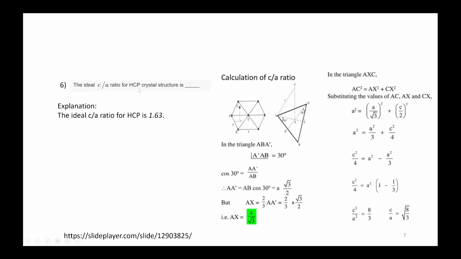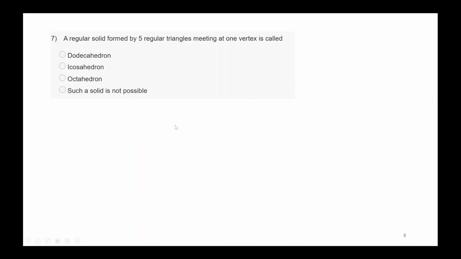The ideal C by A ratio for HCP is 1.63. You can remember it or you can also learn to solve it. So it is simple trigonometry. You can use that and you can simply find it will be √8/3, which will be 1.63.